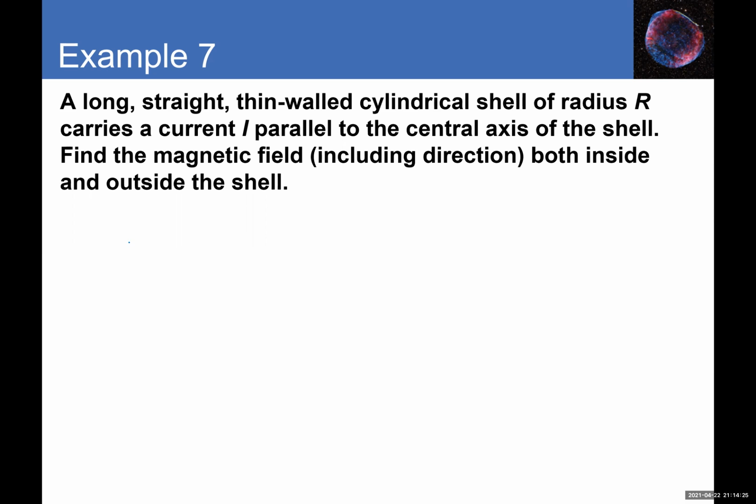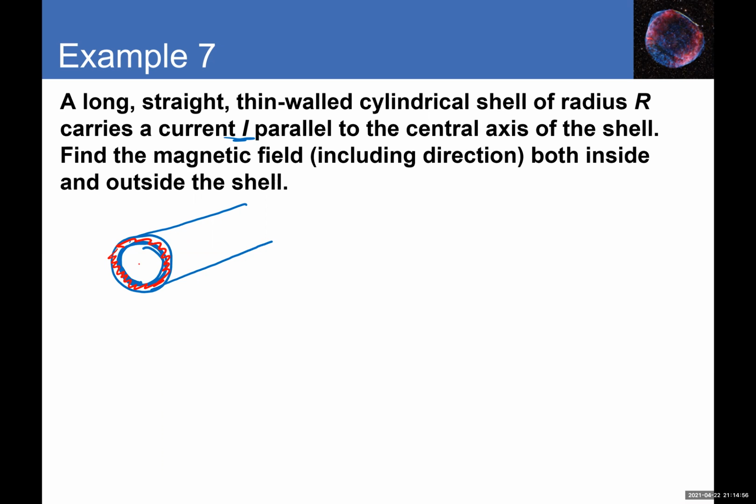That means, let's say this is my cylinder. So it's not a solid cylinder, it's basically a shell like this. Now the current I is parallel to the central axis of the shell, so the current goes along like this. The current is basically only in this region, only in the shell itself.